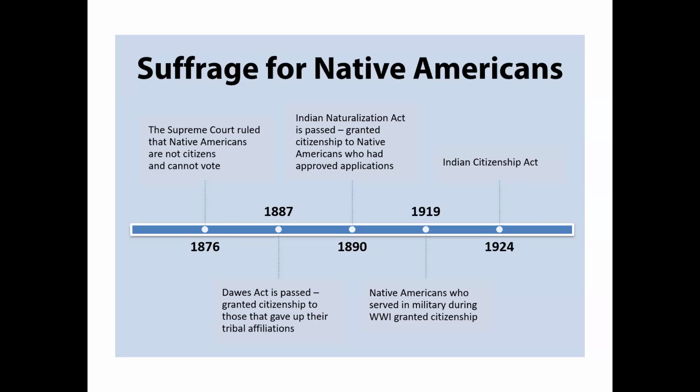therefore could not vote. This was a case that was focused on John Elk. He was a Native American man who had actually left his reservation and had decided to assimilate himself into white society, but he was still denied the right to vote. And Justice Horace Gray, who had written the majority opinion, stated that he had no claim to citizenship because he had never been naturalized, even though he was Native American and was born in this country.